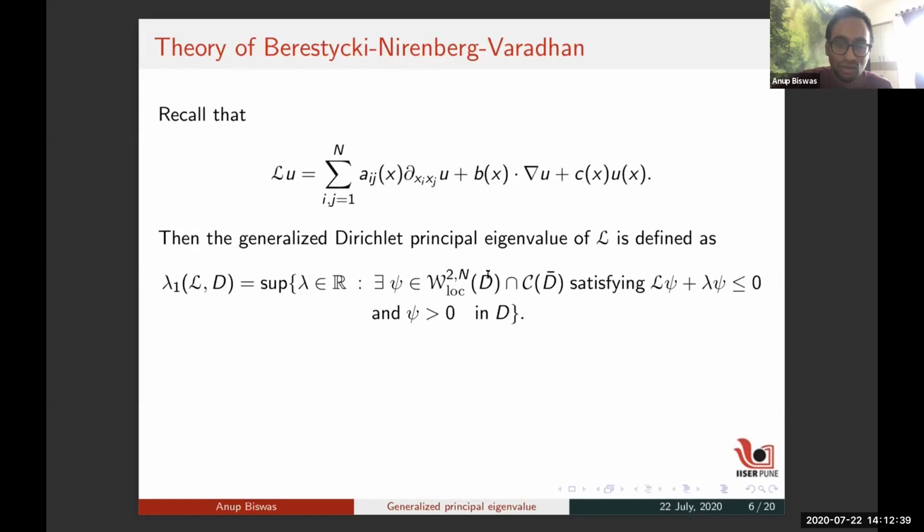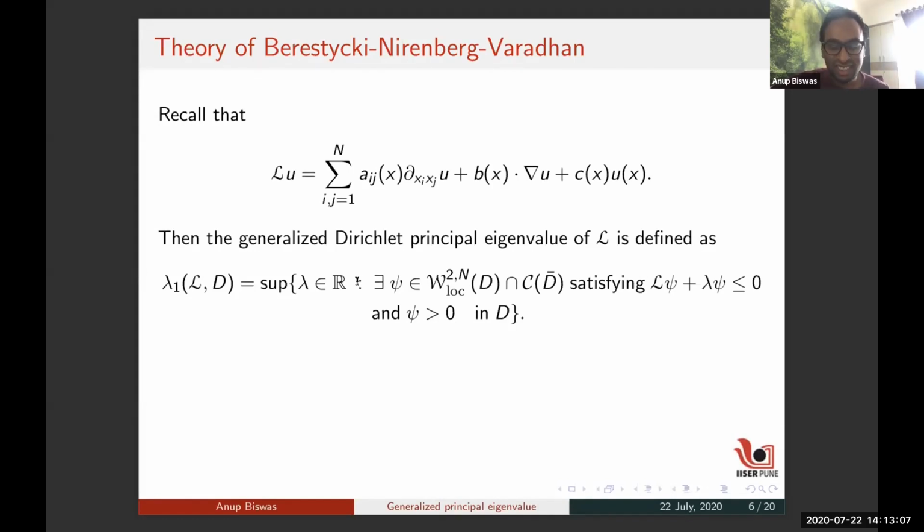Those who are not comfortable with what W^{2,N} is can just take it to be C2 functions. This is much weaker than C2, but you can as well stick to C2. So there exists a function, let's say C2 and continuous up to the boundary, satisfying this inequality and positive in D. Both these relations should hold in D.